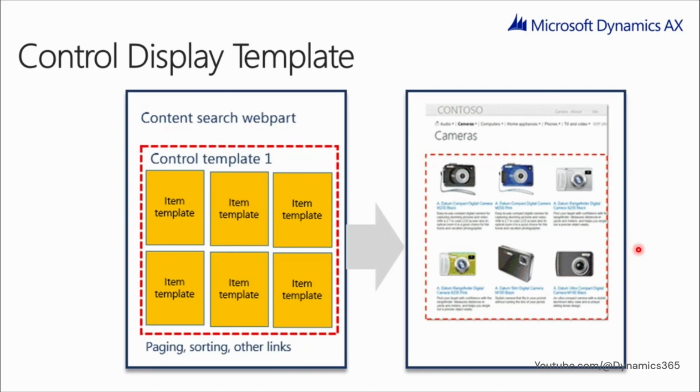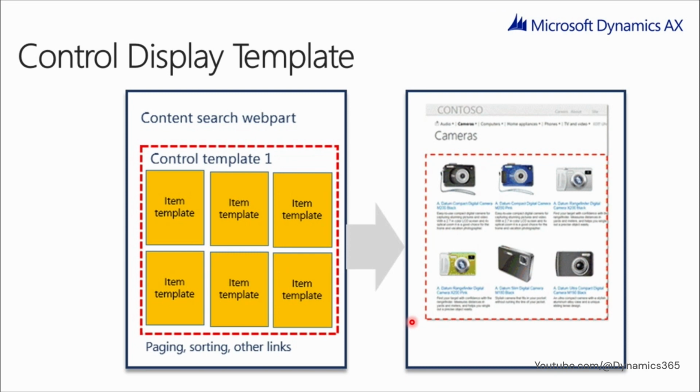A control display template determines the overall structure and layout of how you want to present the search results, such as a list that uses paging or a slideshow. Each content search web part uses one control template. If you look here, the red boxed area is the content control template, with which we have the entire data aligned in a common structure. This is more like a grouping template, using which you will have additional functionalities like paging, sorting, view options, and a separator between each and every item.